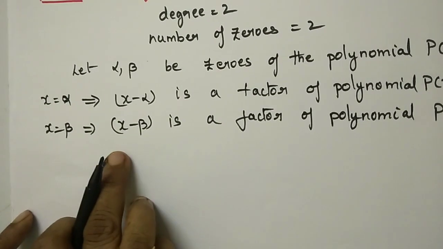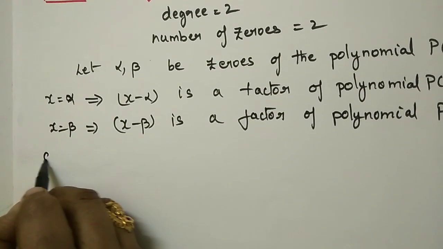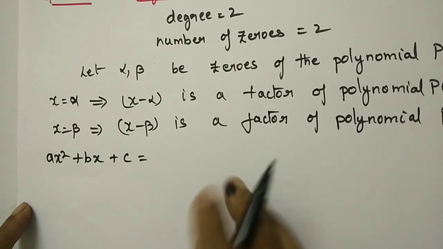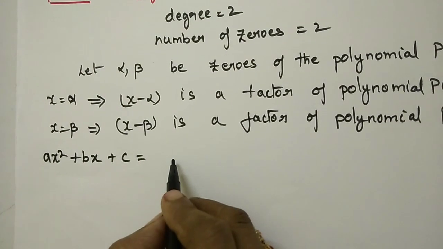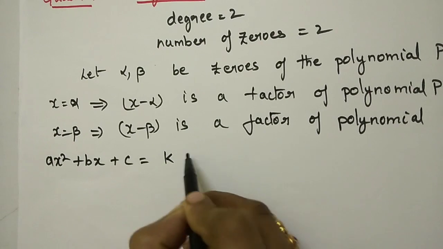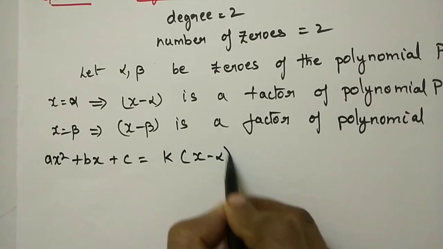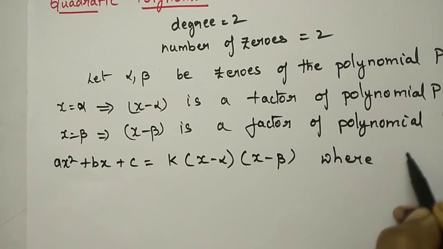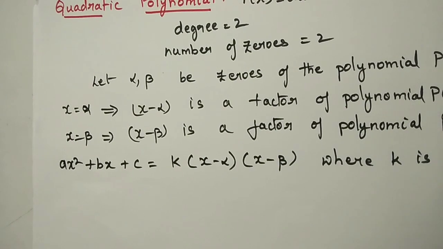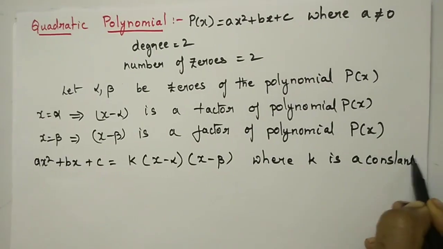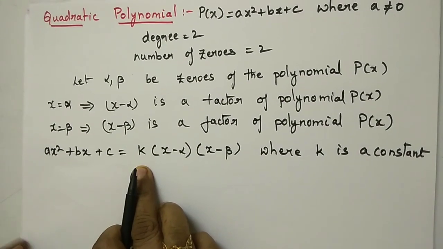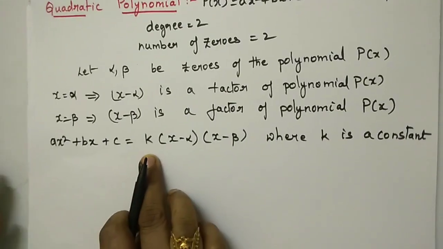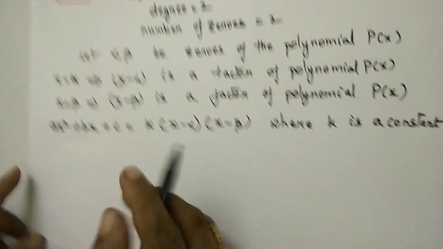Now let us express this algebraic expression in terms of a number and the factors, where k is a constant. Understood how this k came? I have just explained it while explaining the finding of the factors of an algebraic expression.